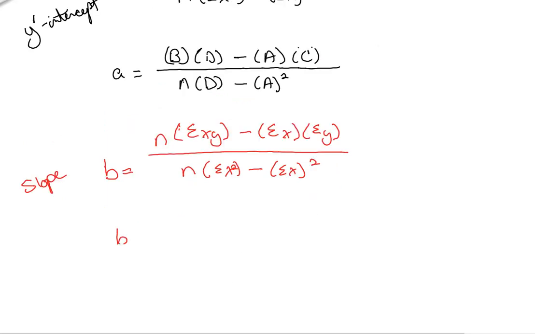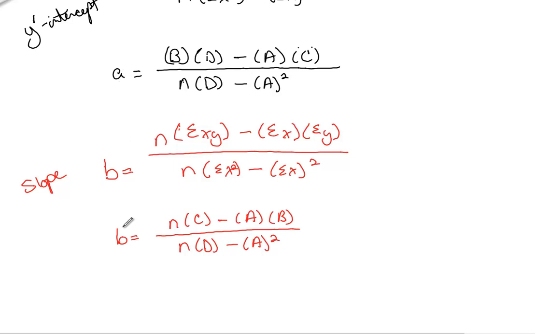And so when I put this in column format, it's going to be n times the sum of column C minus the sum of column A times the sum of column B, divided by n times the sum of column D minus the sum of column A squared. And so you can see that my denominators are the exact same. It's the numerators that are going to change between my y-intercept and my slope.